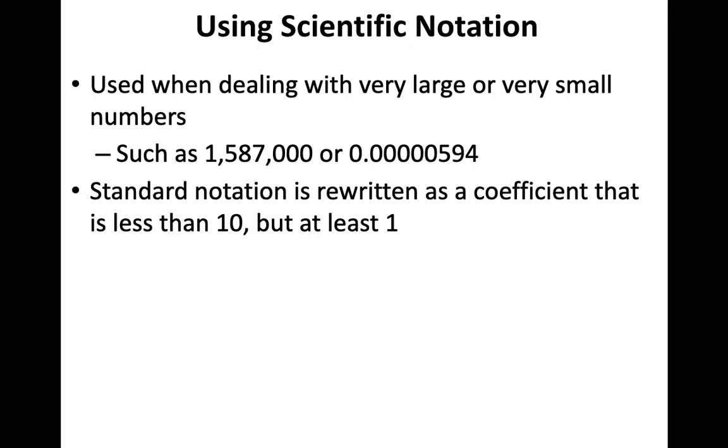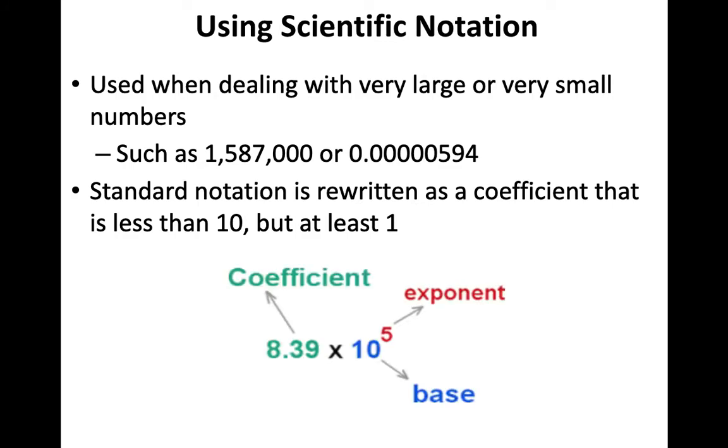So in order to do it, we take a number that is written in standard notation and rewrite it as a coefficient that is less than 10, but at least 1. As we can see here in our model, the coefficient is the number in the front. Notice it is less than 10, but greater than 1. Then we have a times 10, that 10 is our base, and a superscript 5, that is our exponent. It tells us how many times we're going to be moving our decimal, and if it's positive or negative, it'll tell us which way to go.